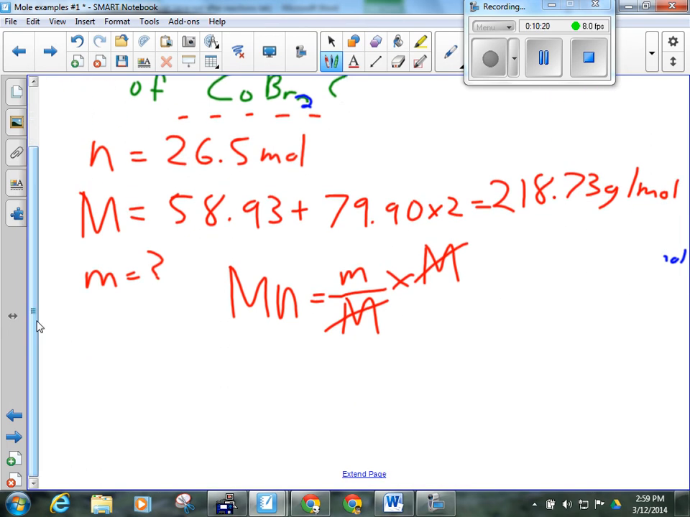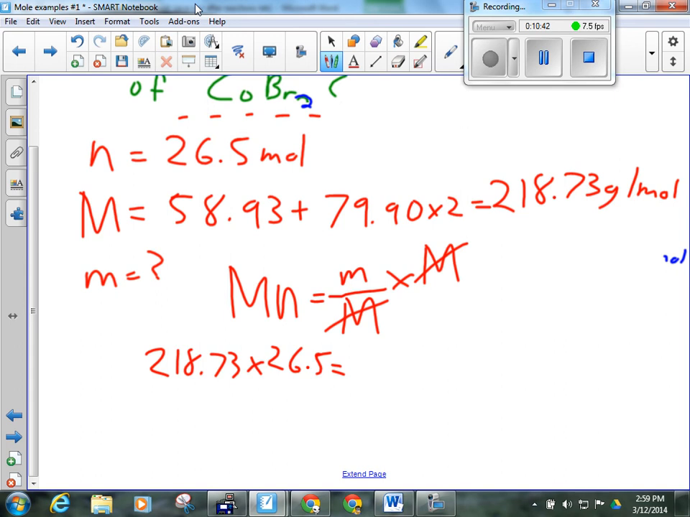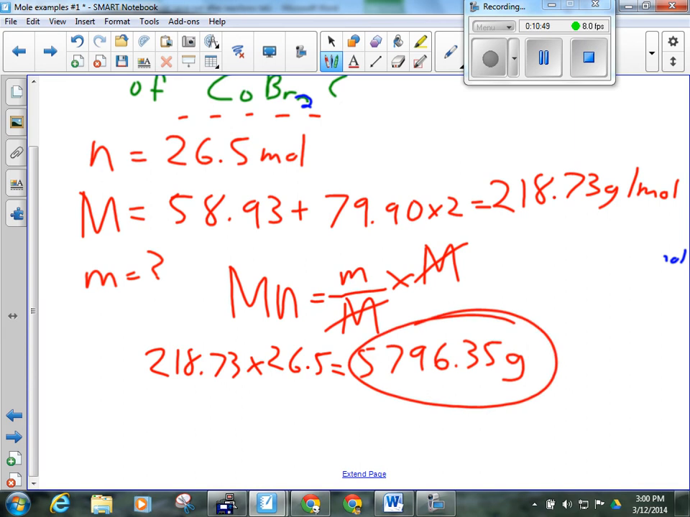So now I can plug in my numbers. I have 218.73 multiplied by 26.5. It gives me 5,796.35 grams. So almost 6 kilograms worth of that stuff. That's quite a bit.